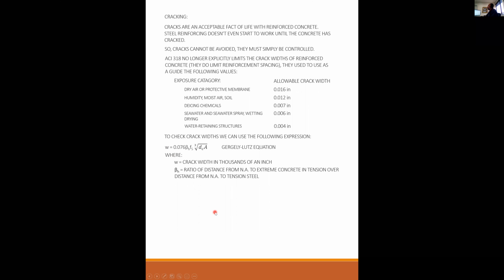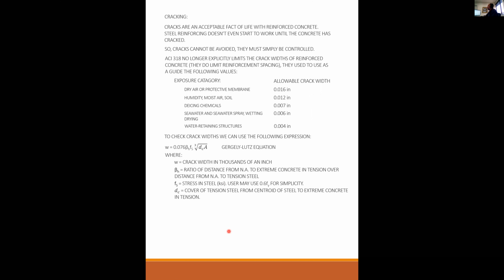Beta H is the ratio of distance from the neutral axis to the extreme concrete in tension over the distance from the neutral axis to the tension steel. F sub s is the stress in the steel in KSI. The code used to say that the user may use 60% of the yield for simplicity, but since we learned how to calculate what that stress is, you can calculate that stress and use the more accurate value.